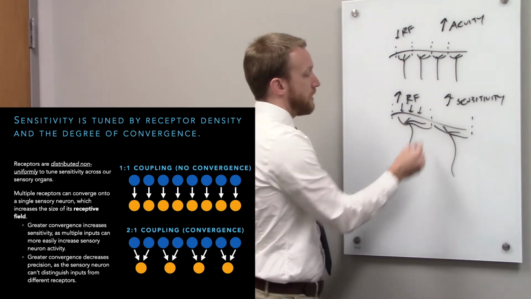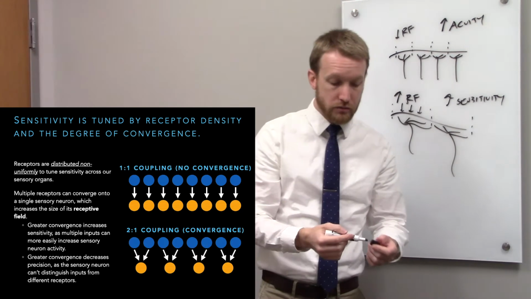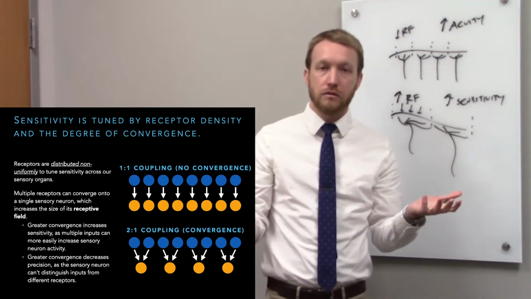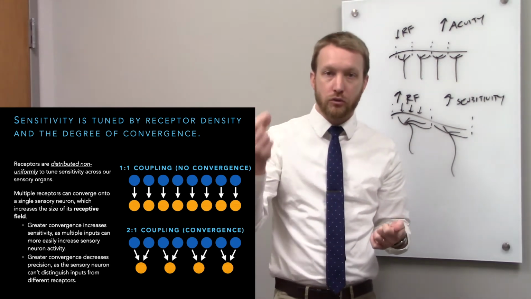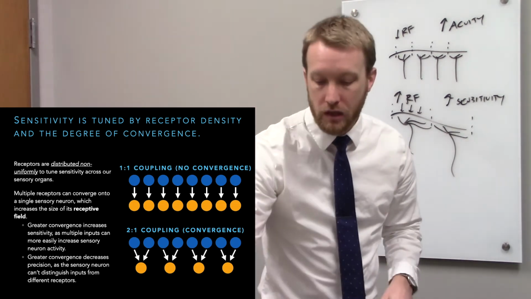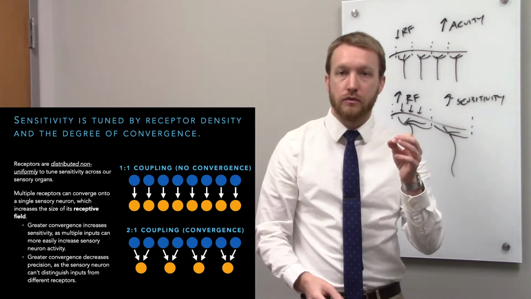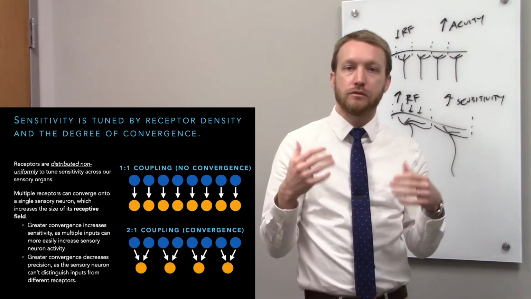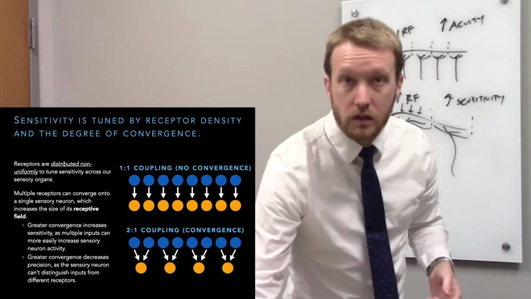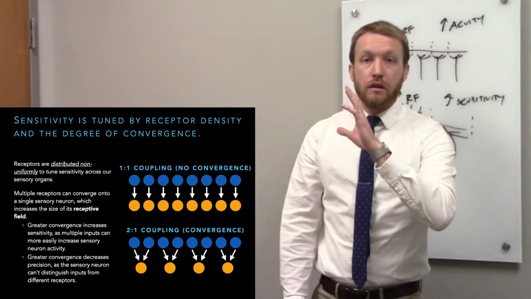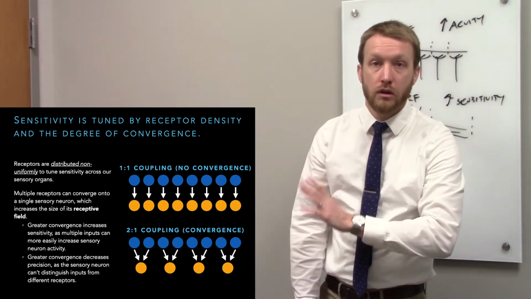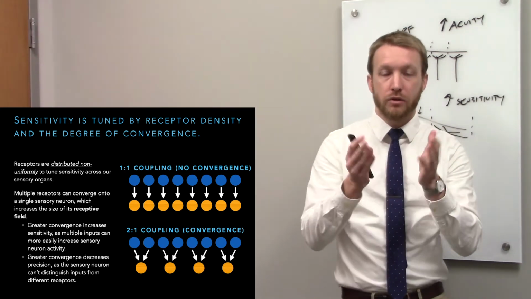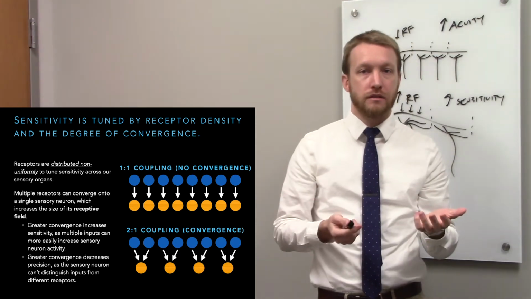We're sampling a larger area of the skin, or if it's the retina, we're sampling a larger area of the retina, therefore a greater number of photoreceptors. So we have a larger dendritic field, and therefore we have a greater number of excitatory synapses. So low levels of stimulus can create enough depolarization to reach threshold. So if we compare that 1-to-1 coupling to a 2-to-1 coupling, you'll notice although we have fewer sensory afferents, they're getting more input from the external world, and therefore they're a little more sensitive.